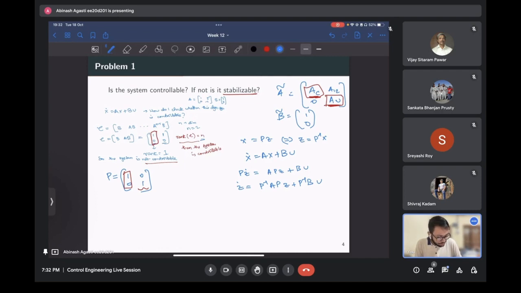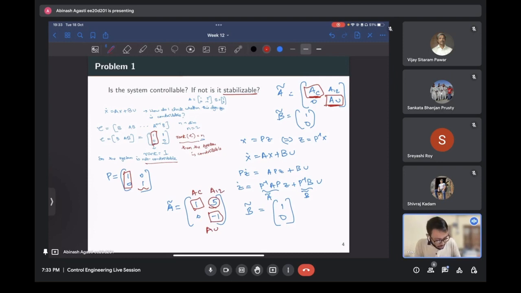Now this A tilde and B tilde. A tilde is P inverse AP. So what is that? 1, 5, 0, minus 1, because P is just the identity matrix. So A tilde is just A and B tilde is also just B. So now again you see that this system is already in this decomposed form. Essentially this one is the controllable eigenvalue, this one is the uncontrollable eigenvalue, and this is just an A12.